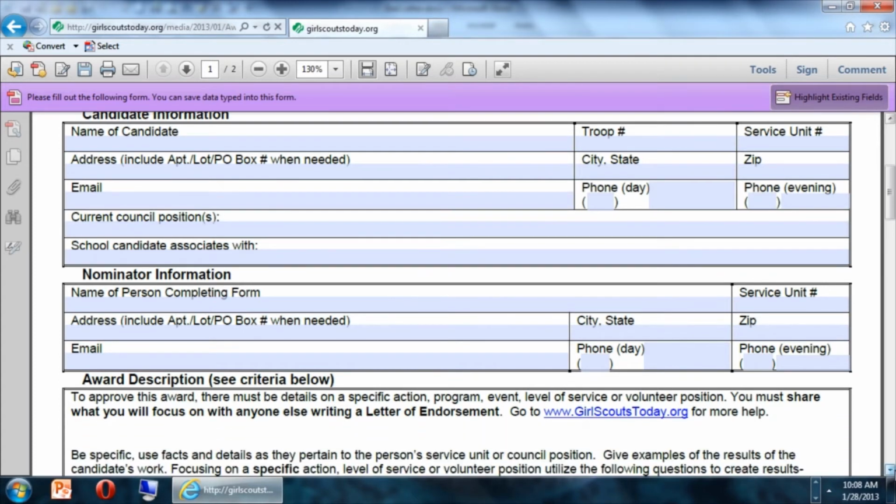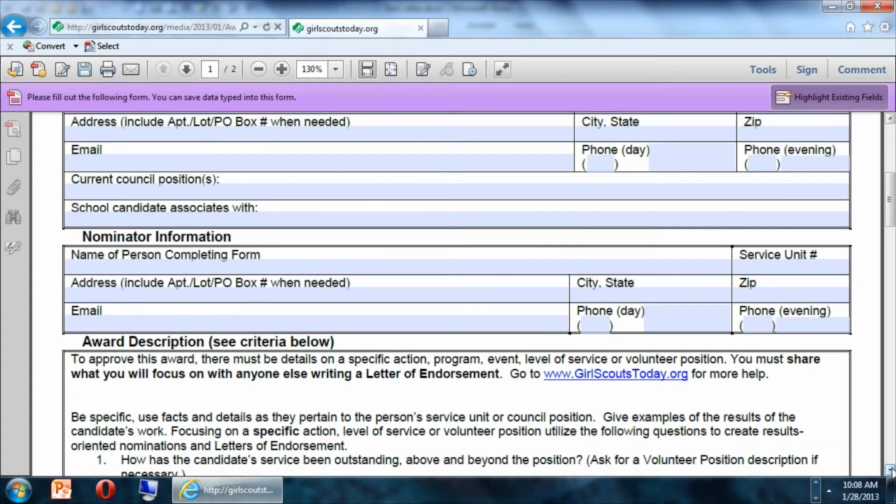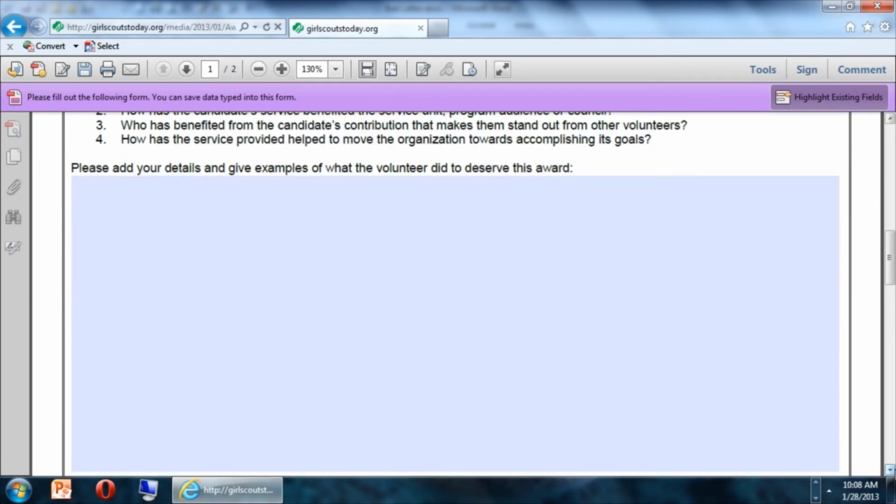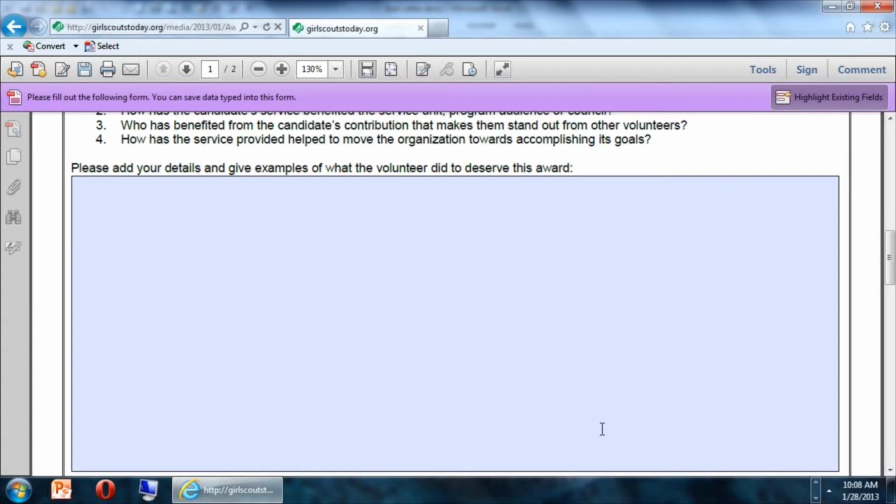Next is the nominator information. That is the person who is filling out the award. Then there is the award description. This is the most important part of the form. Fill in why you are nominating this person, a detailed description of what the person did that was above and beyond, what was expected, and what were the results.